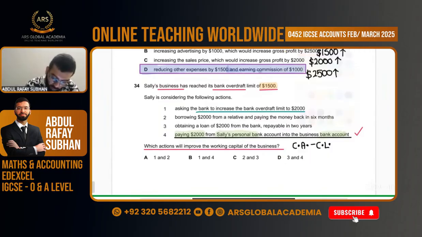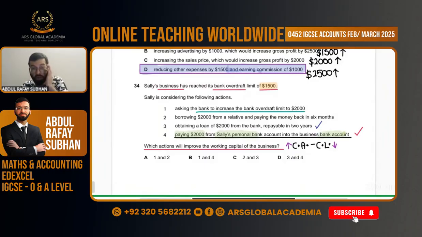We have to improve the working capital. Assets will go up and the bank overdraft liability will be cleared. The bank overdraft liability goes down and assets go up. If you are obtaining a loan from the bank repayable in 2 years, I don't think that should be it. No, that will also improve the working capital.